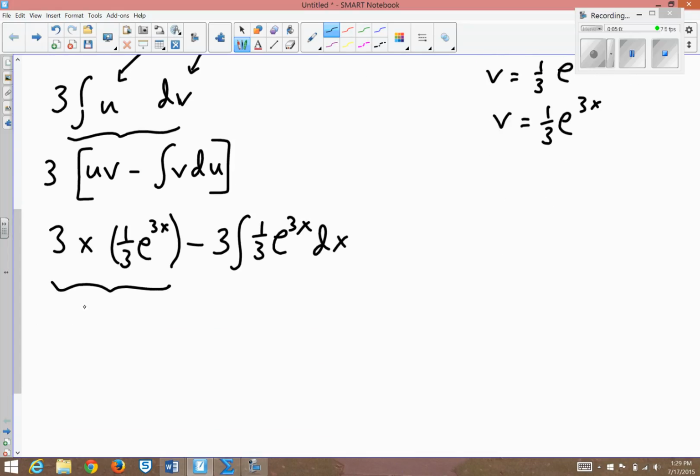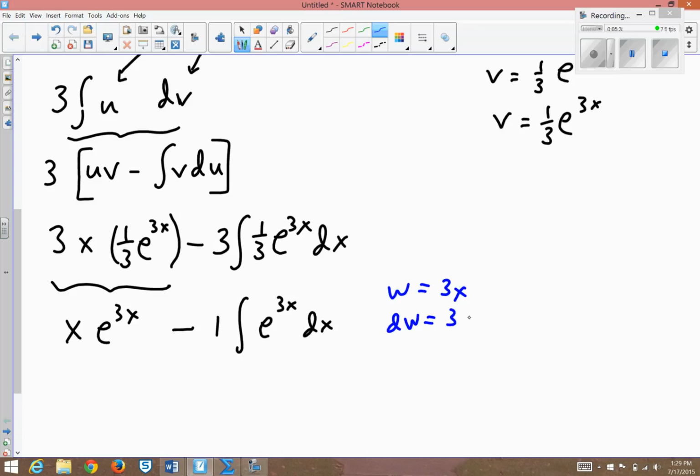So all of this right here is x e to the 3x, because 3 times 1/3 is 1. Minus, here's another 3 times 1/3, so I'm going to just write 1 integral e to the 3x dx. We just did this, but I'm going to do it again for review. If I let w equal this exponent, then the derivative of 3x is 3, so dw is 3 dx. So I look over here and say, I wish this said 3 dx. Okay, it does. So I need a 1/3.